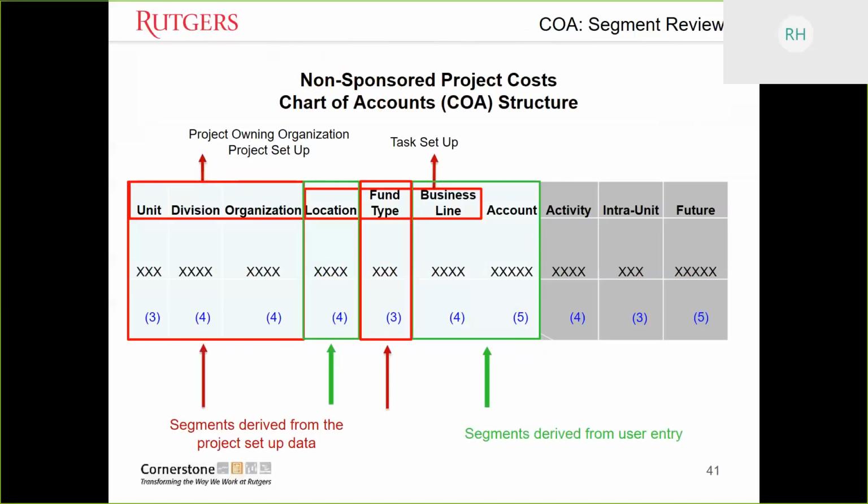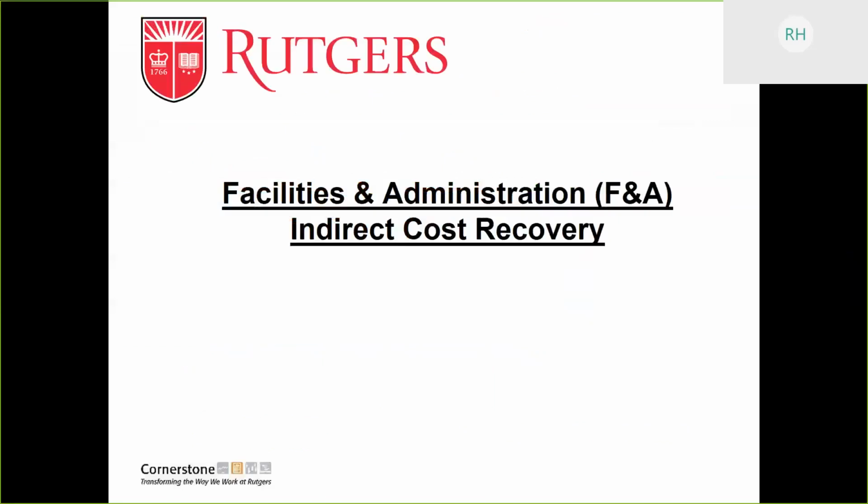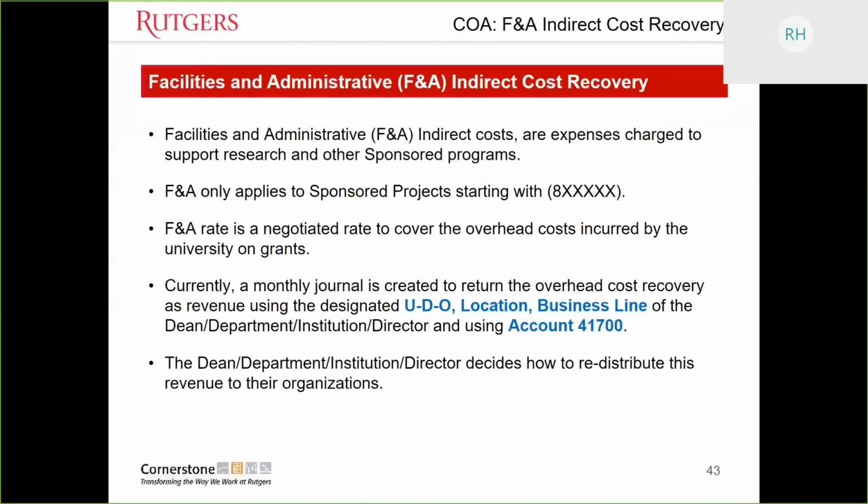Okay. Yeah, I guess I don't see any other questions. We can move on. So far we've talked about 2 changes to the SLAs on sponsored and non-sponsored costs. Yes. So the next one is facilities administrative costs, or F&A indirect cost recovery. So facilities and administrative, or F&A indirect costs, are expenses charged to support research and other sponsored programs.